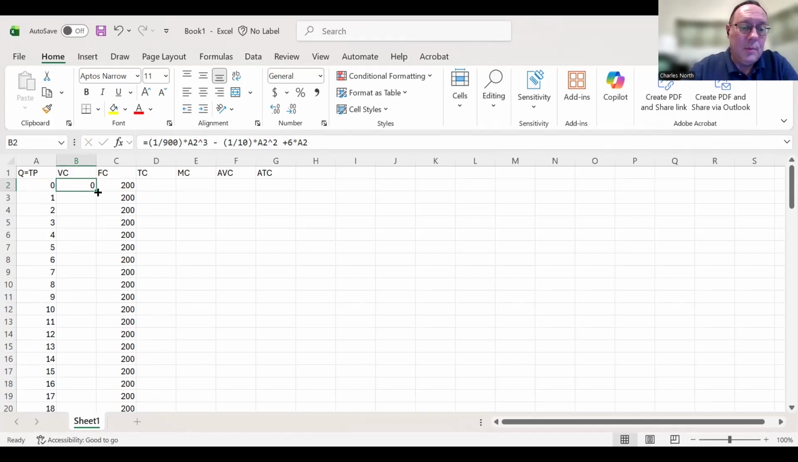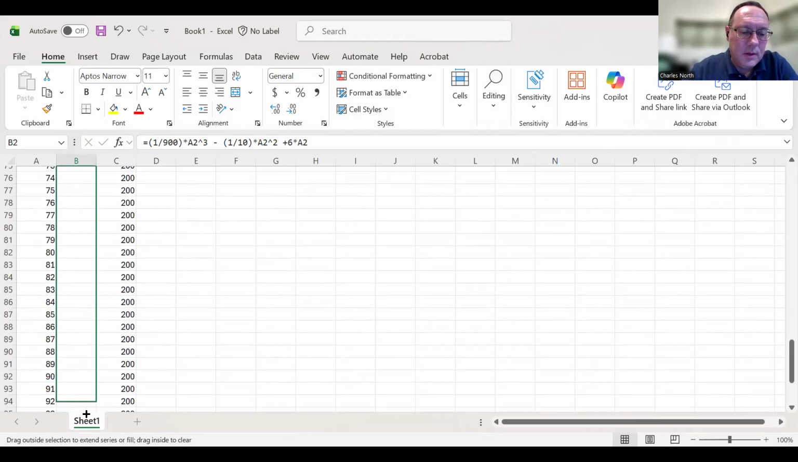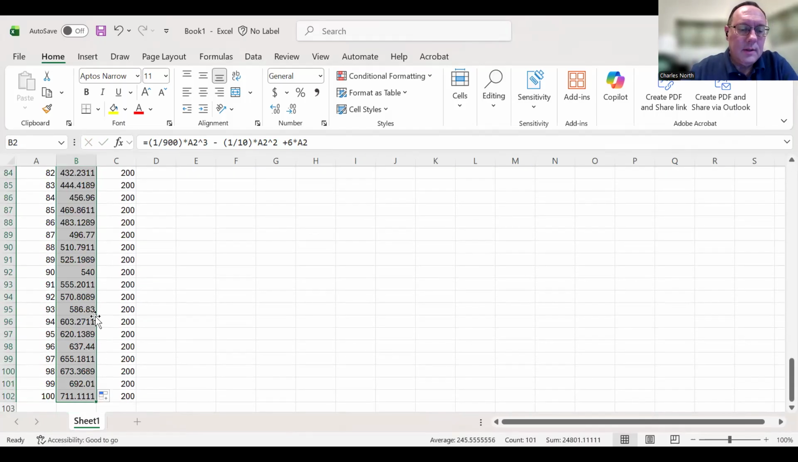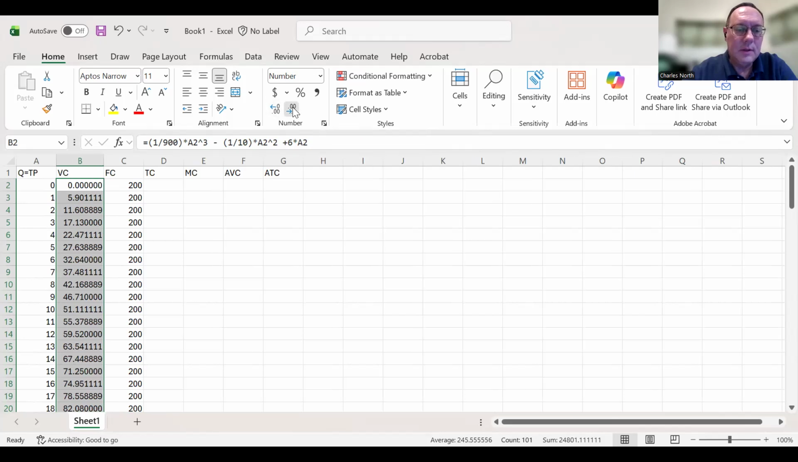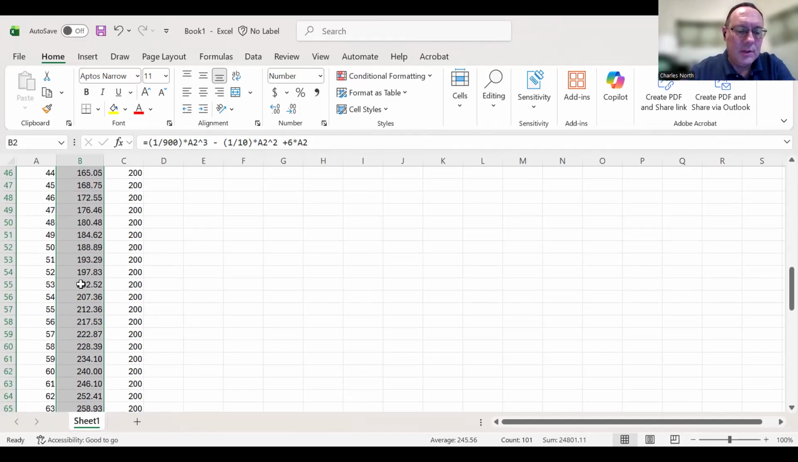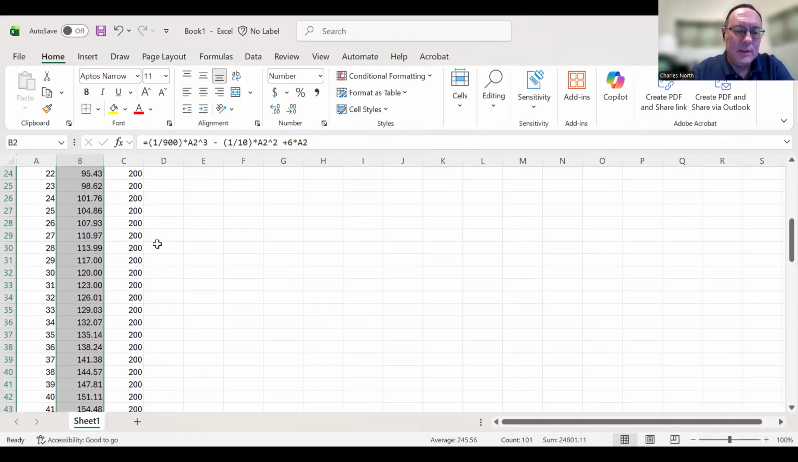But I can just copy this formula all the way down, and it will fill for every value from 0 to 100. So there are my variable costs all the way. I'm going to clean it up a little bit by fixing the formatting here. There it is. Oops, let's do it this way. So we've got, then we have it kind of in dollars and cents for variable costs all the way up to 100 units, plus our 200 for fixed costs.